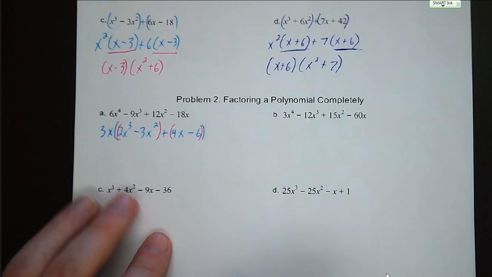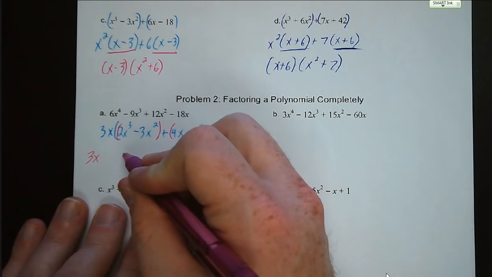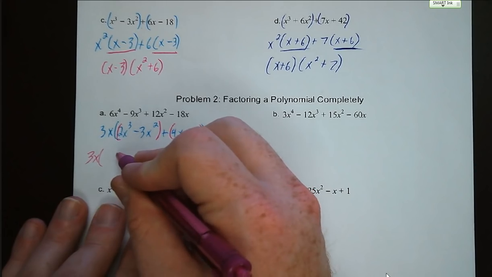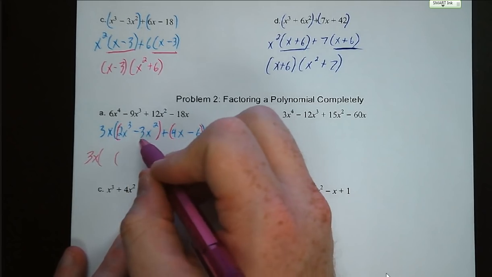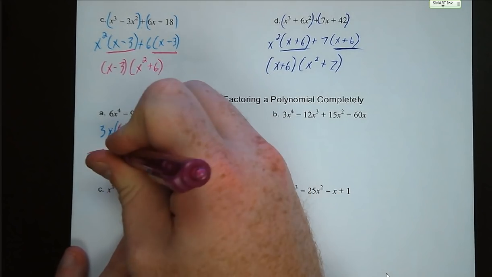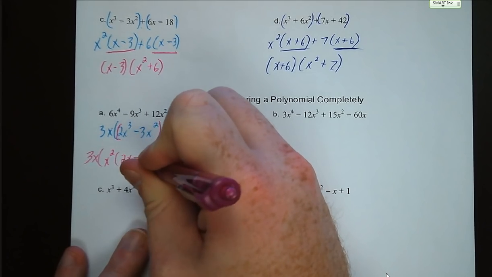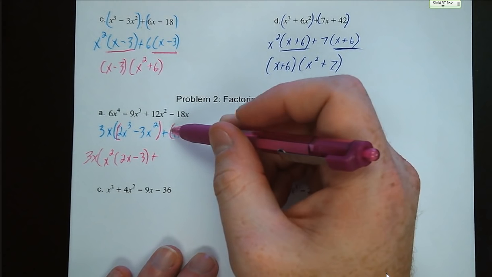So we've got the 3x out front, and I'm going to just leave that way out in the front there. Can't forget about it. It still exists, but we're not doing anything with it right now. 2x cubed and 3x squared. Well, I can bring out an x squared from that, and I'm left with 2x minus 3, plus we have 4x minus 6.